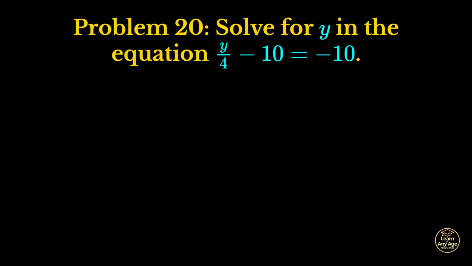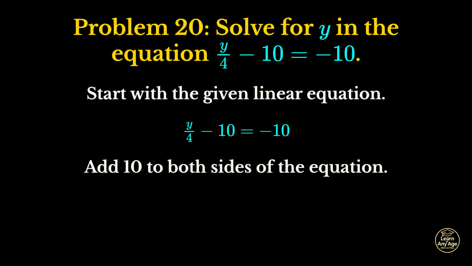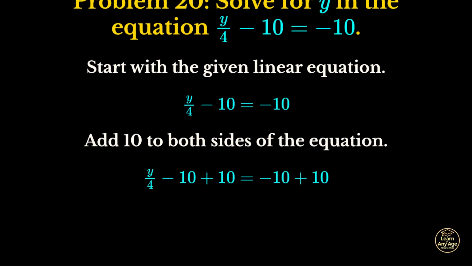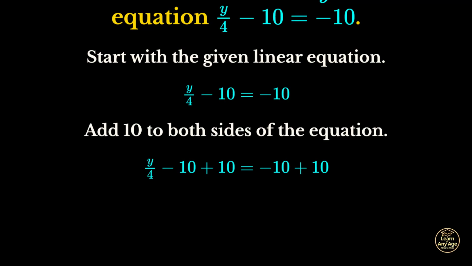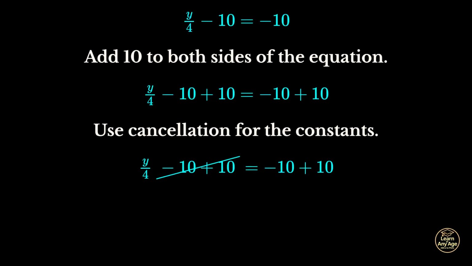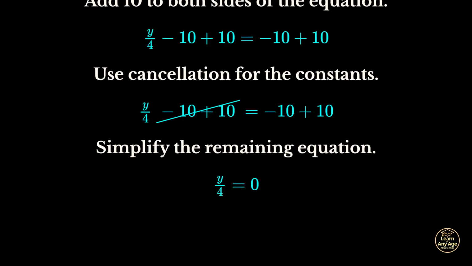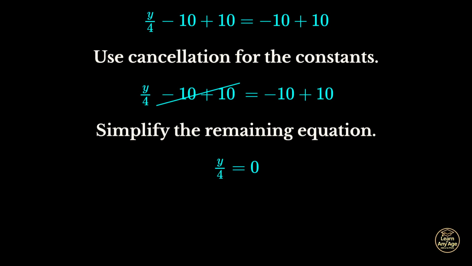Problem 20, solve for y in the equation y over 4 minus 10 equals minus 10. Start with the given linear equation. Y over 4 minus 10 equals minus 10. Add 10 to both sides of the equation. Y over 4 minus 10 plus 10 equals minus 10 plus 10. Use cancellation for the constants. Y over 4 minus 10 plus 10 cancelled out equals minus 10 plus 10. Simplify the remaining equation. Y over 4 equals 0.